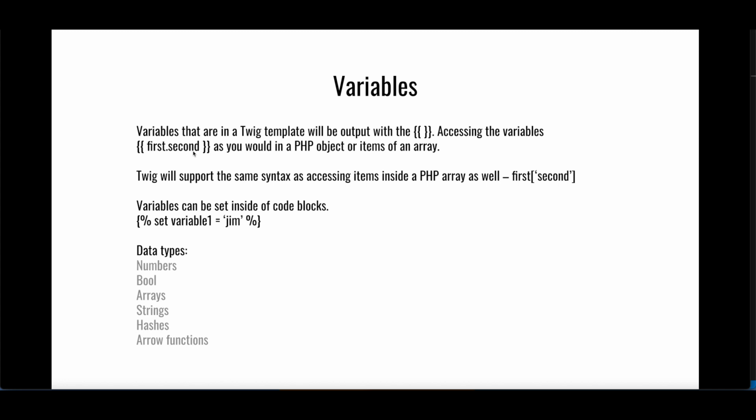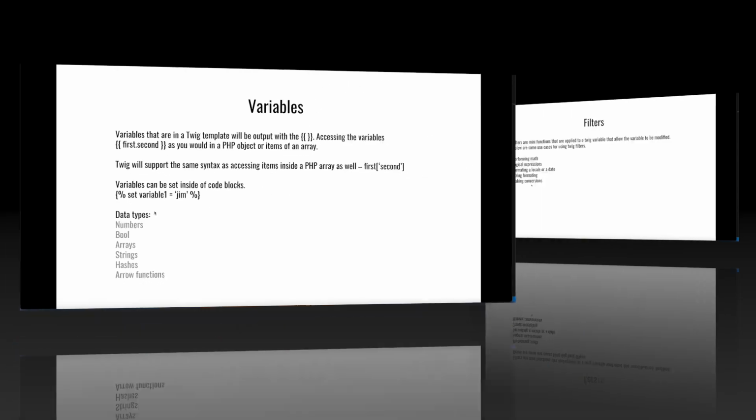Variables can be set inside of code blocks. To set or execute, you do the curly brace and percent sign, and then you say set variable equals some string, a boolean value. It could be an array, a hash, or an arrow function. There are six different types of data that you can use with Twig: numbers, boolean values, arrays, strings, hashes, and arrow functions.